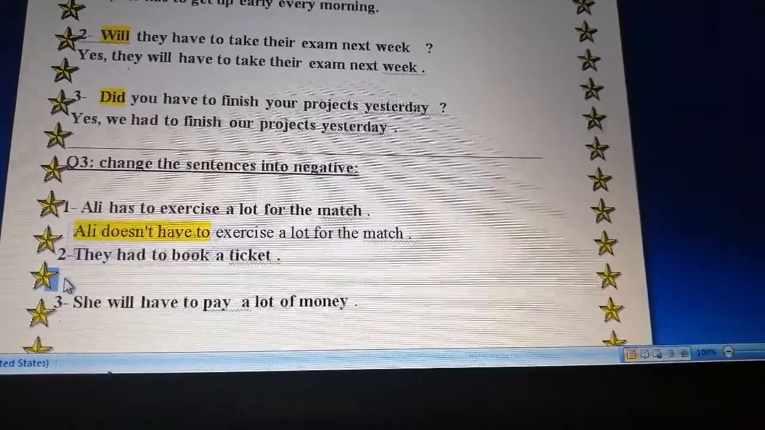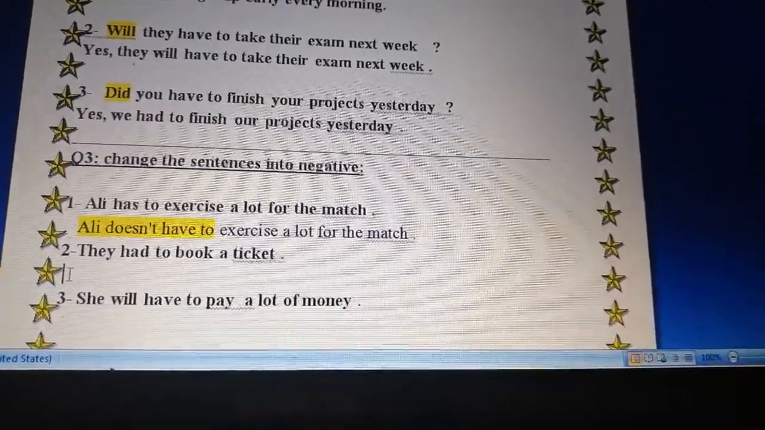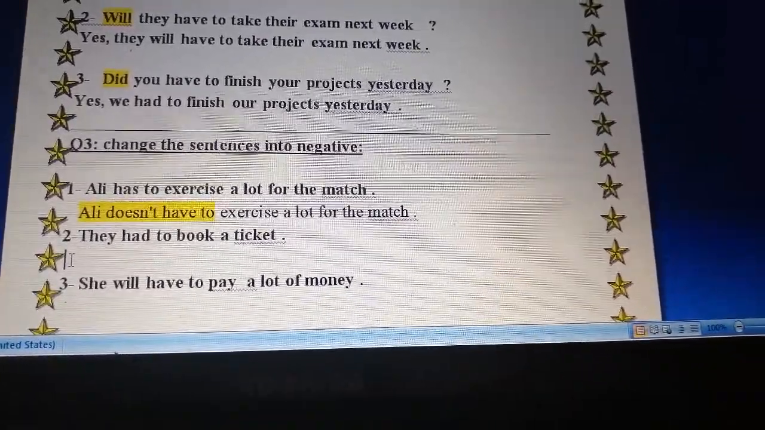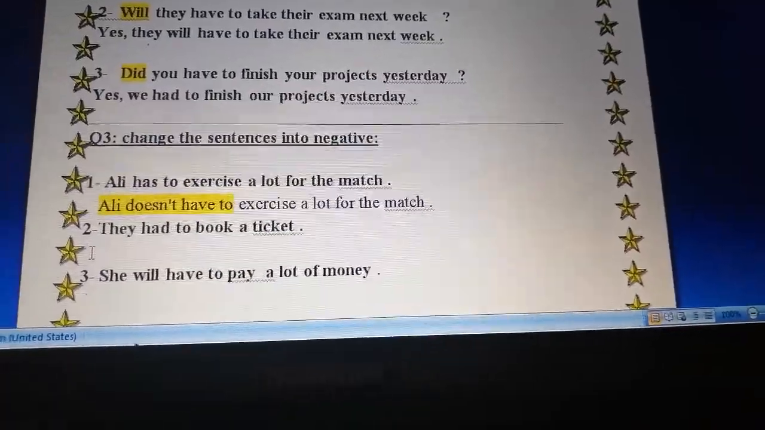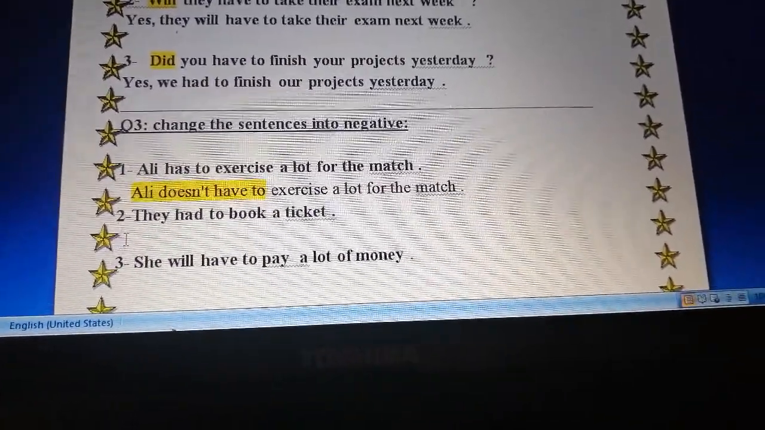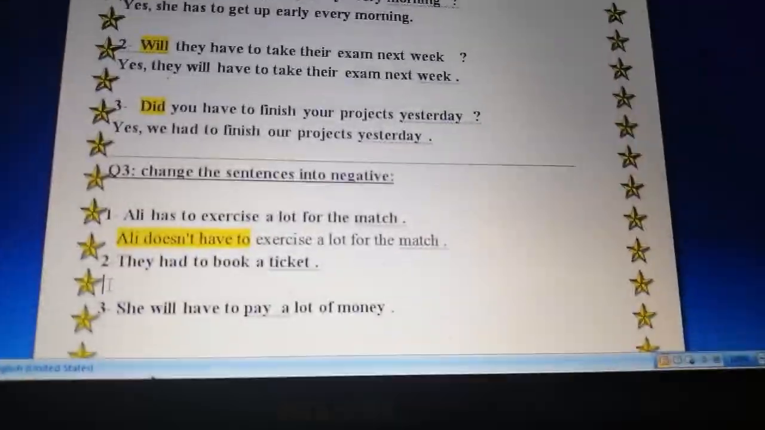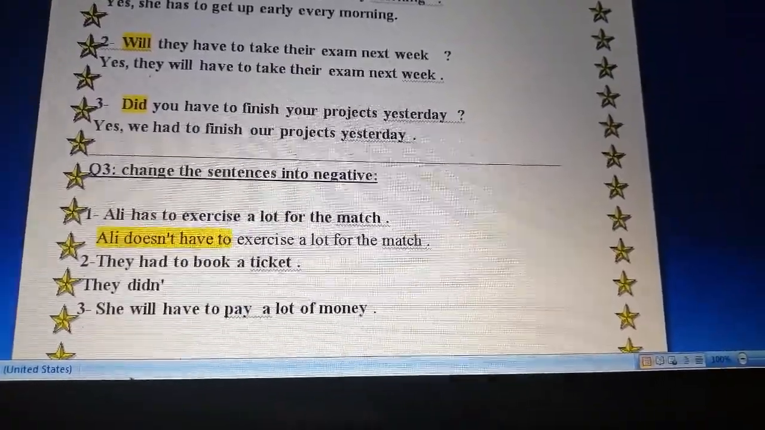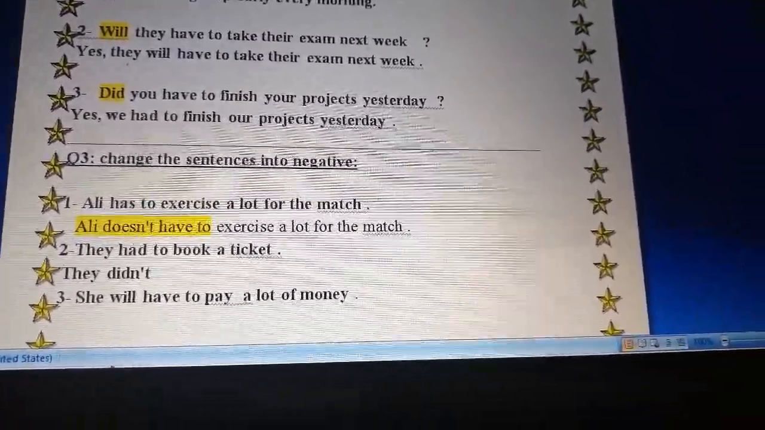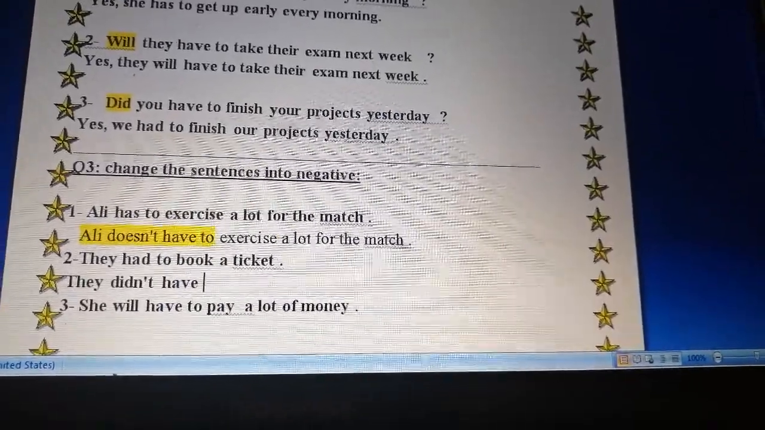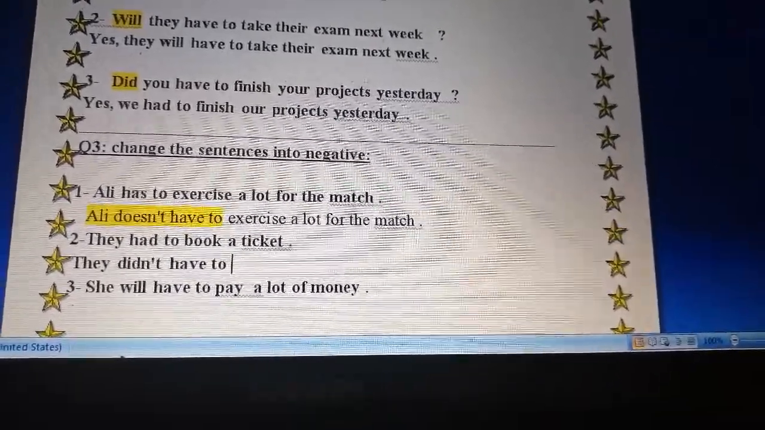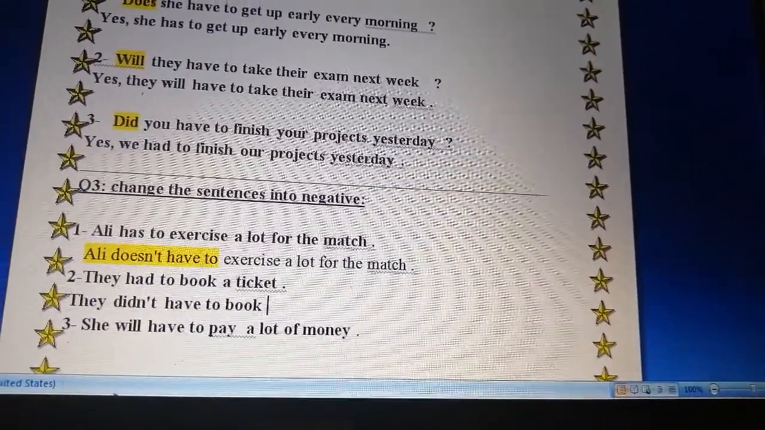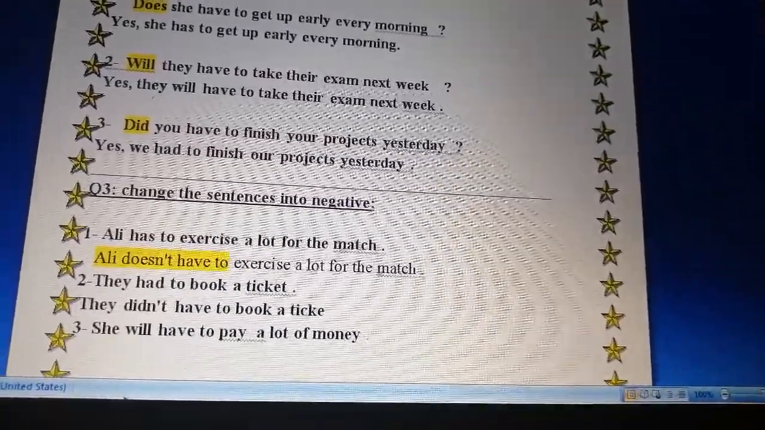Let's see here. They had to book a ticket. Here "book" means to reserve. Okay, they had to book a ticket. Which tense am I talking about with "had to"? Past, excellent. What do we use for the negative? Excellent, didn't. Where can I put it? After the subject. So I write they, then didn't, then "have to". Yes, excellent, we change it. Don't forget to change. I can't say "they didn't had to". They didn't have to book a ticket. Here book doesn't mean a book; it means to reserve a ticket. Okay.